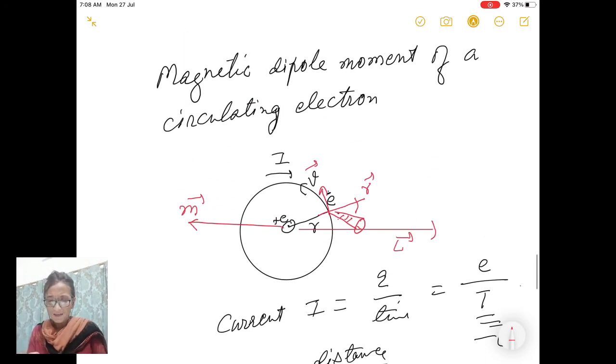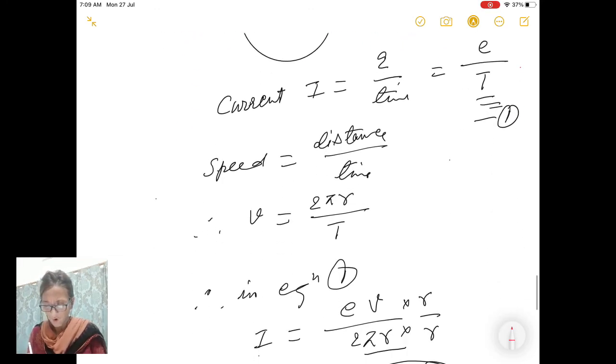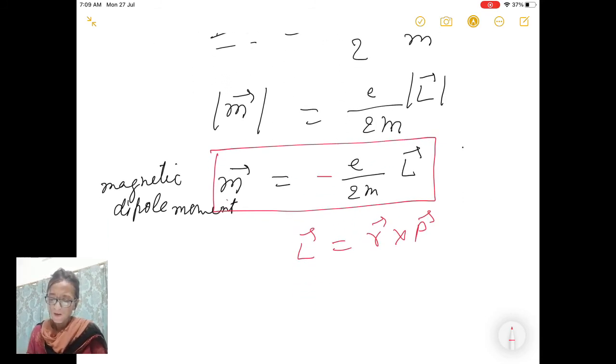Now was there a proton? Then the current was in the direction of the proton only. Both magnetic dipole moment and angular momentum will be in the same direction in case of a proton. So do remember that these two physical quantities are in opposite direction in case of an electron, but in case of a proton the two quantities are in the same direction.